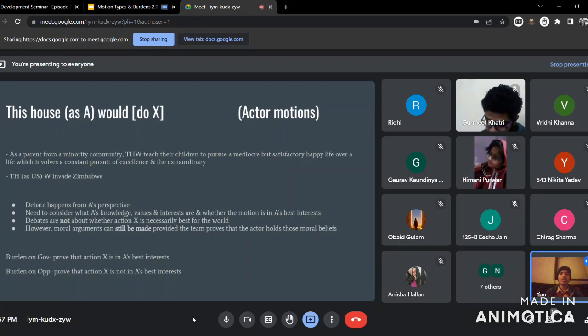Again, not saying that these are perfect arguments, these are just things that I am thinking of for how you can fulfill your burdens. So in actor motions, thinking from the neutral perspective is not enough and not something that you strategically do. What you do is you think from the perspective of the actor, what best serves their beliefs, their priorities, and their interests, and therefore make your arguments according to that. So the debate happens from the actor's perspective. You need to consider what the actor's knowledge is, what their values are, what their interests are, and whether this motion is in the actor's best interests.